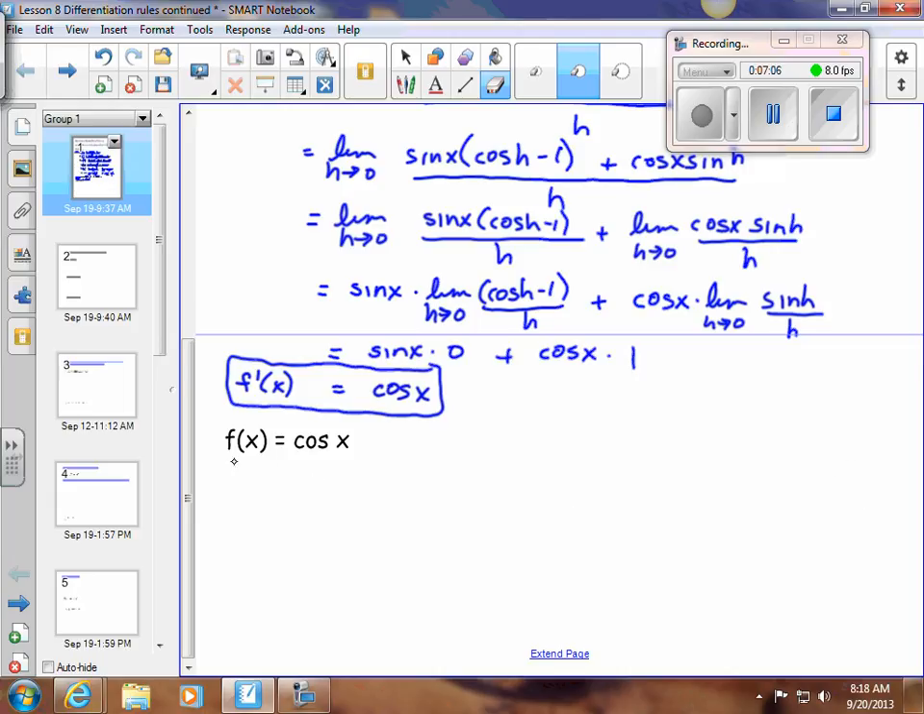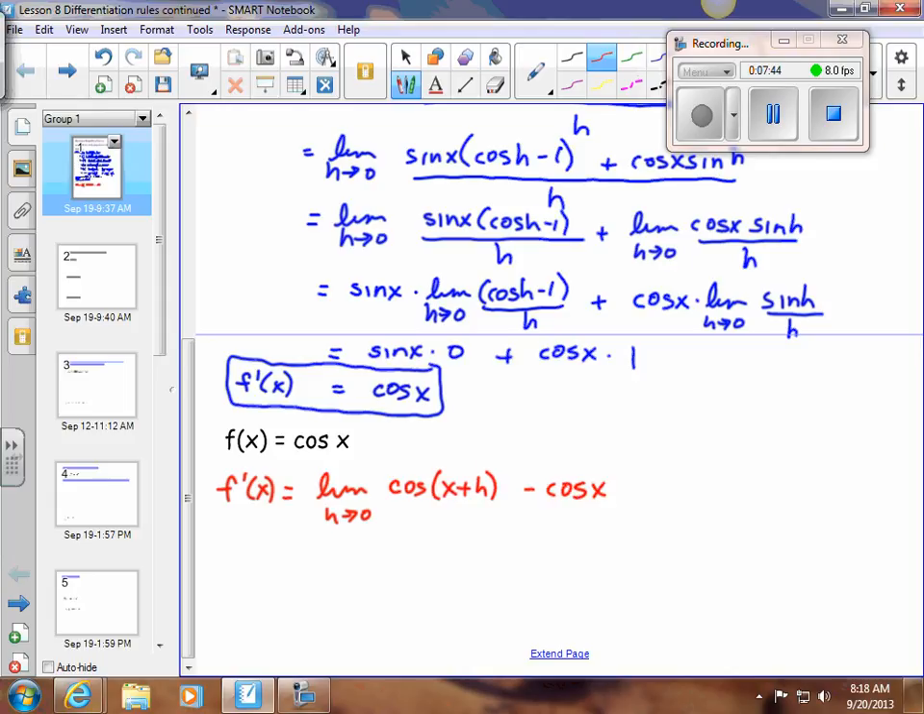Okay, so let's do a similar thing and derive the formula for the derivative of the cosine of x. What do you see that it is on your sheet? Negative sine of x. Okay, so f prime of x is the limit as h approaches 0 of f of x plus h, which will be cosine of the quantity x plus h, minus cosine of x all over h.